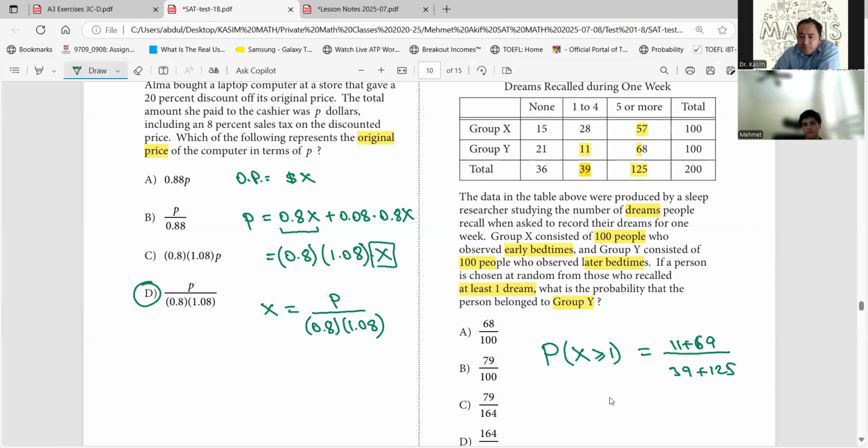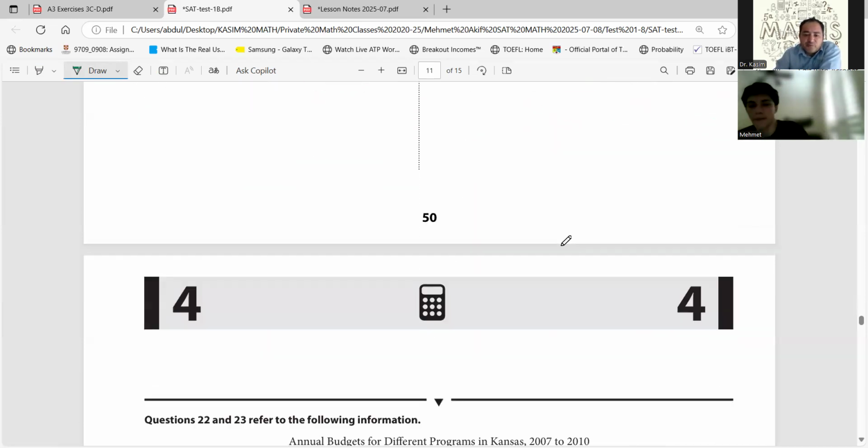Yeah. The choosing people, and simplify this. It should be 79 divided by 164. So it should be C, right? Okay, let's move on. Next question.